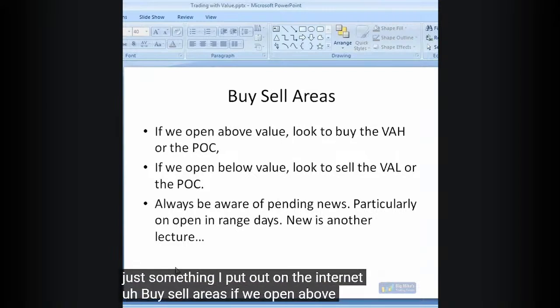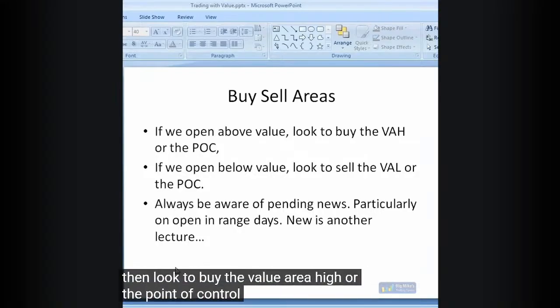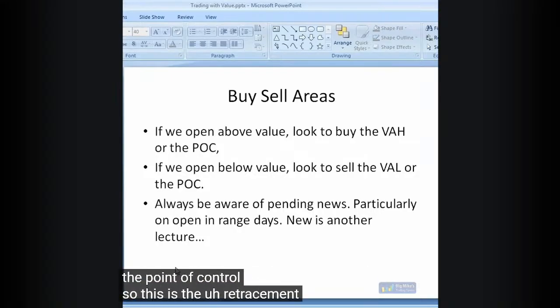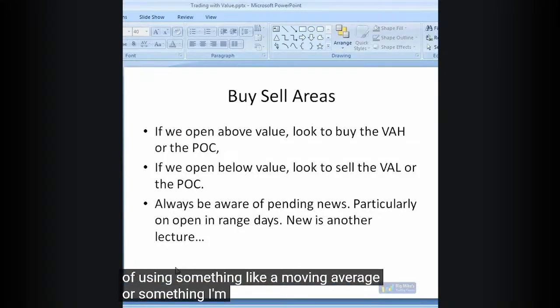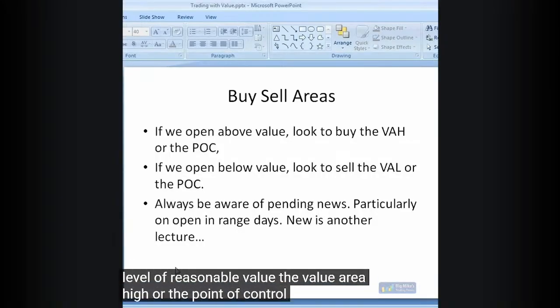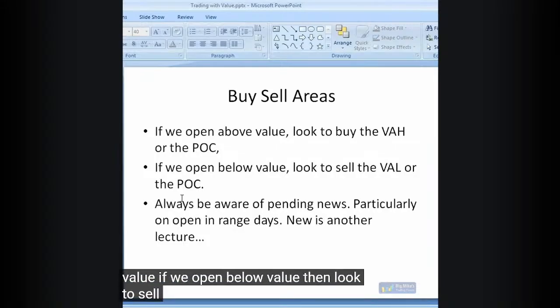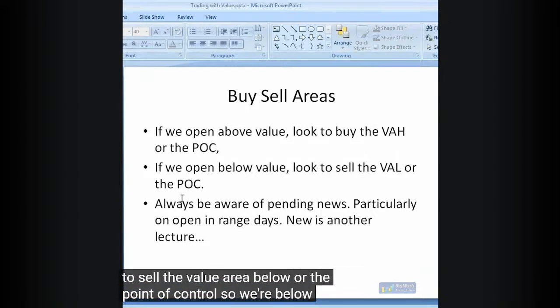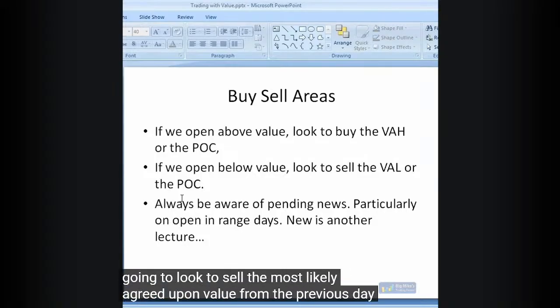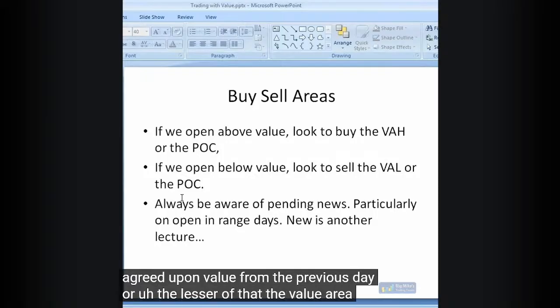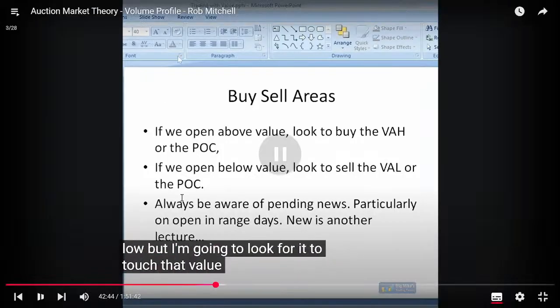Buy sell areas. If we open above value, then look to buy the value area high or the point of control. So this is the retracement. Instead of using something like a moving average, I'm going to buy at a return to value. If we open above value, I'm going to try to buy at a return to value, either a return to the highest level of reasonable value, the value area high, or the point of control, which is the most agreed upon area of value. If we open below value, then look to sell the value area low or the point of control. So we're below it. I'm going to look to sell the most likely agreed upon value from the previous day, or the lesser of that, the value area low. But I'm going to look for it to touch that value area.